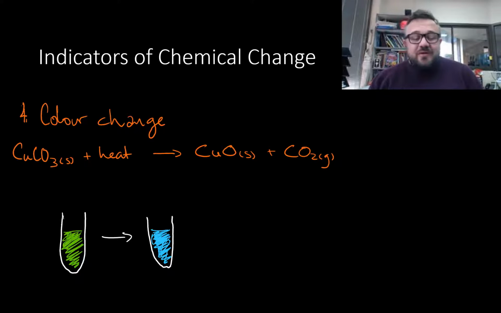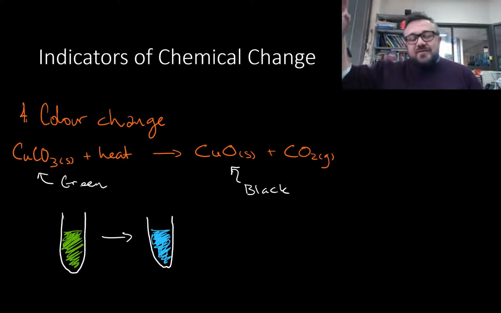Here's another really common experiment. This is where we get copper carbonate, which is green, and we heat it for a while, and as you do, the powder starts to actually look a bit like a fluid. It starts to move like a fluid, and that's because carbon dioxide is bubbling out of it. You're decomposing it into black copper oxide, and carbon dioxide is what's coming out.